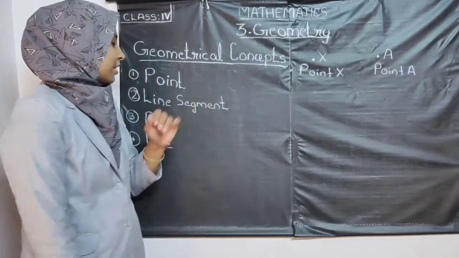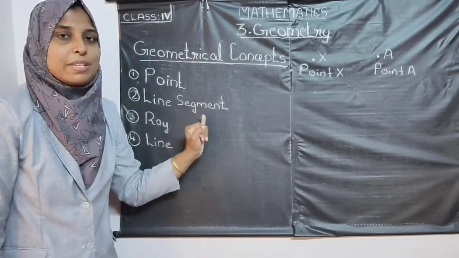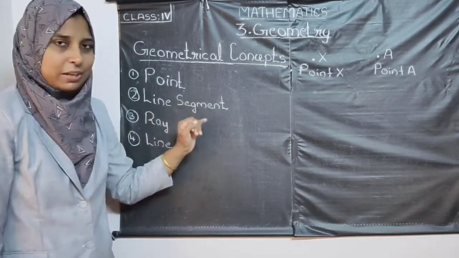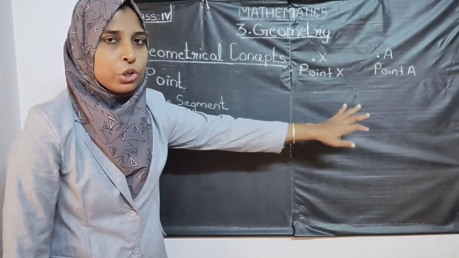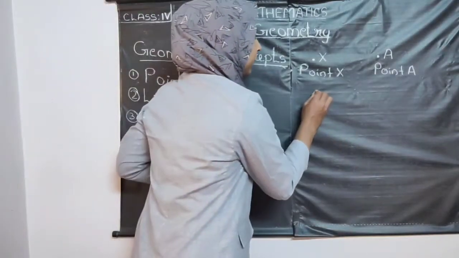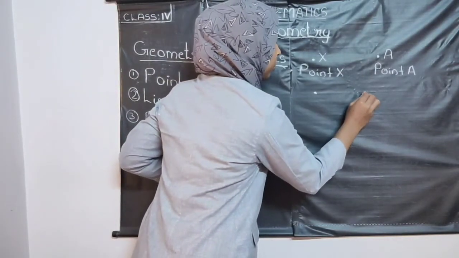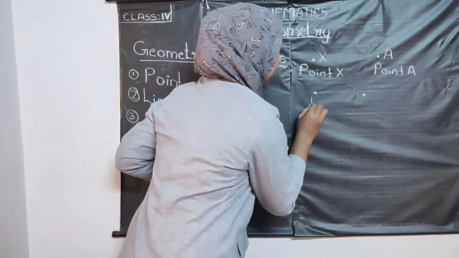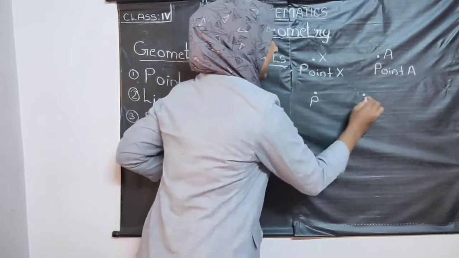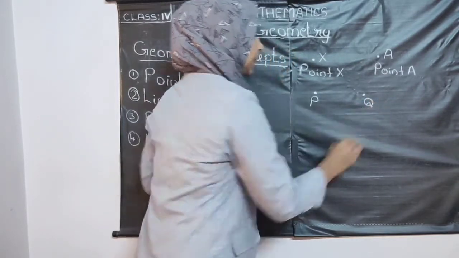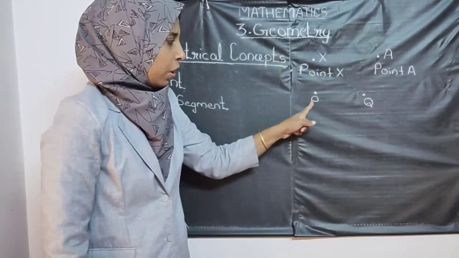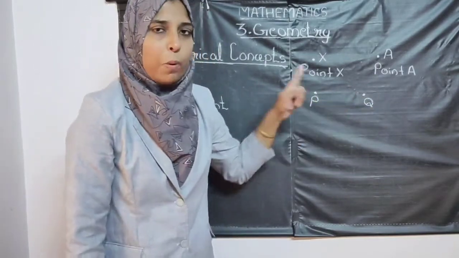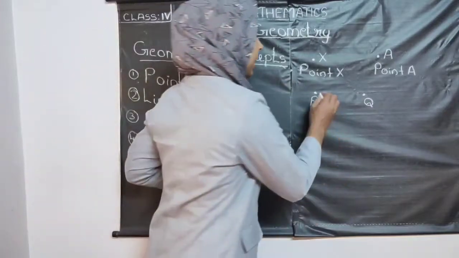Okay, children, next term is line segment. Let's see what is a line segment. For that I am going to put 2 points here and name them, capital P and capital Q. Point P and point Q. Next I am going to join these 2 points using a straight line.